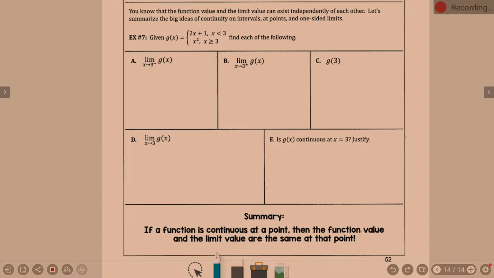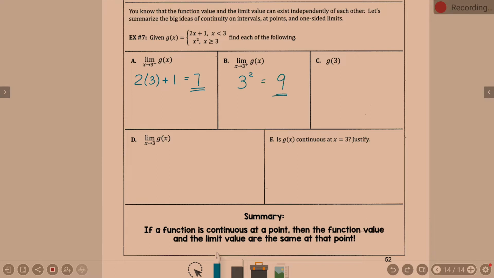Okay, we're doing the 2x plus 1. And so we're going to do 2 times 3 plus 1, which is 7. If my math is up to date. Never know. Okay. Easy enough, yes? B. The limit as x approaches 3 from the right. X squared, which means we're doing 3 squared, which is 9.